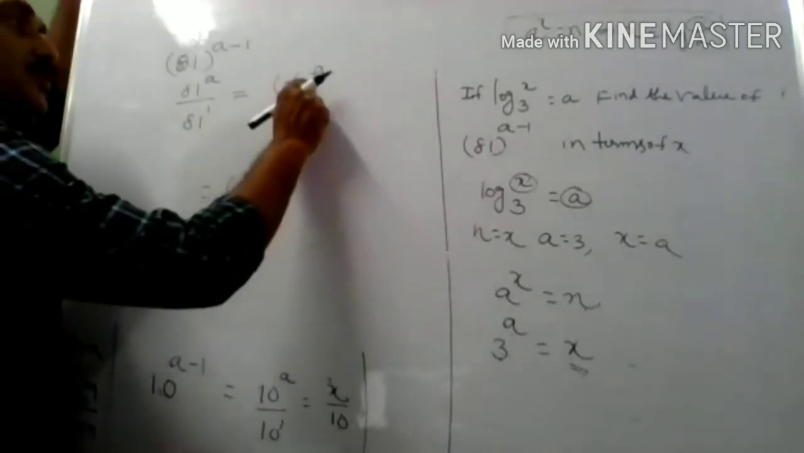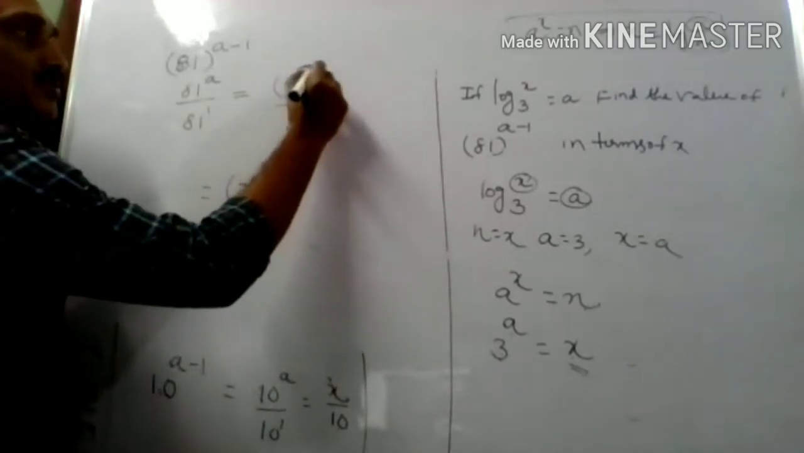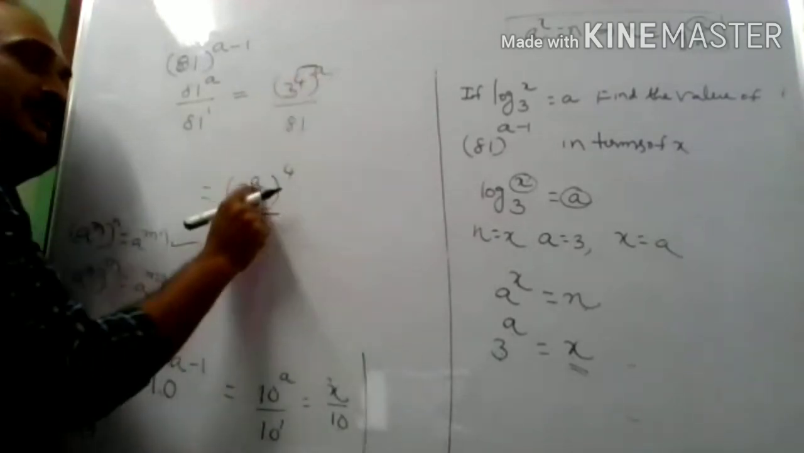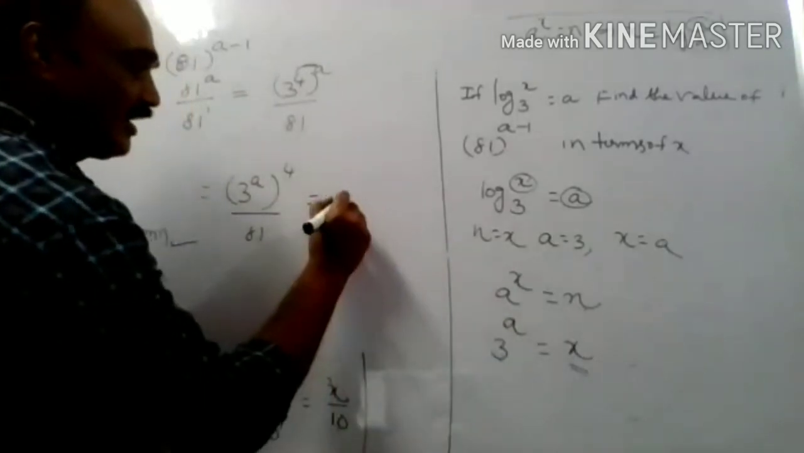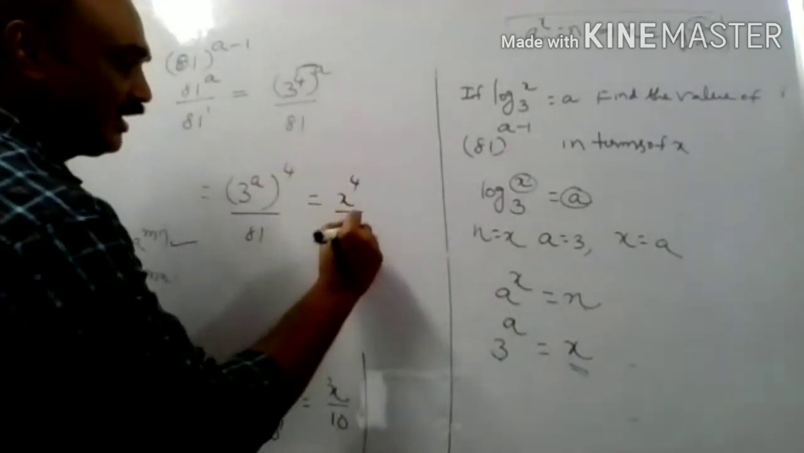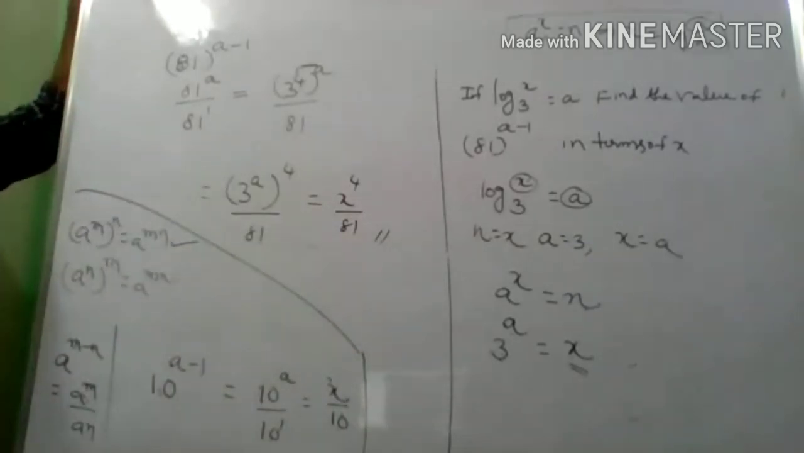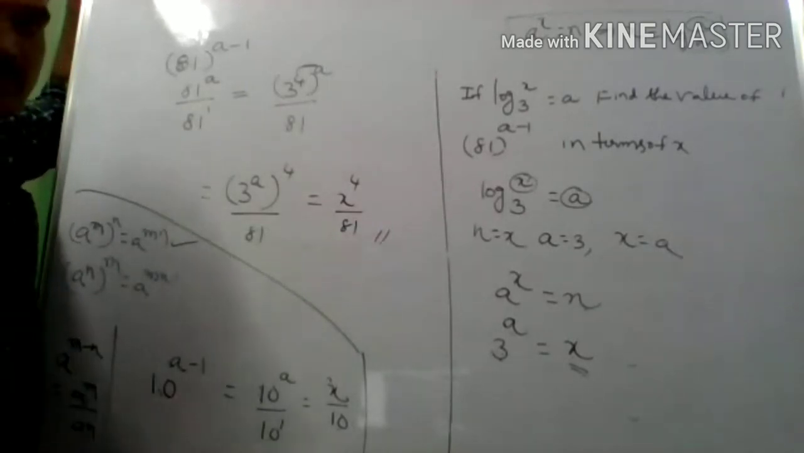Students, 3 power 4 whole power a is equal to 3 power a whole power 4. What is 3 power a? 3 power a is equal to x. So it is x power 4 by 81. This is the final answer, students. The answer is x power 4 by 81.